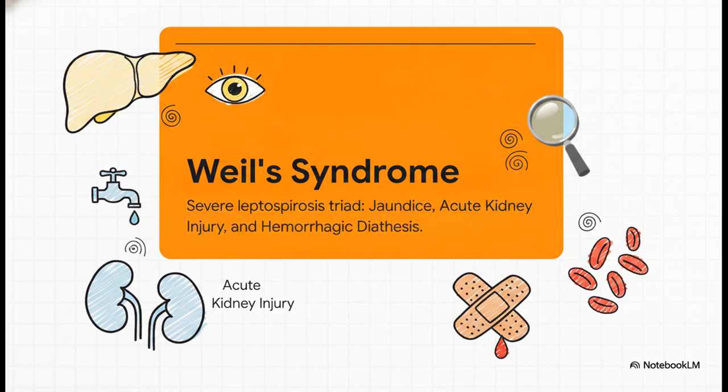All right, Section 3, Weil's syndrome triad, the severe beast. Now, Weil's syndrome is formally defined by a really severe triad: jaundice, acute kidney injury, and hemorrhagic diathesis. Let's anchor these 3 pillars in your memory right now. These are what transform a fairly straightforward febrile illness into a literal multi-system emergency. So let's break down exactly how each of these 3 presents, because believe me, they are completely full of exam traps.